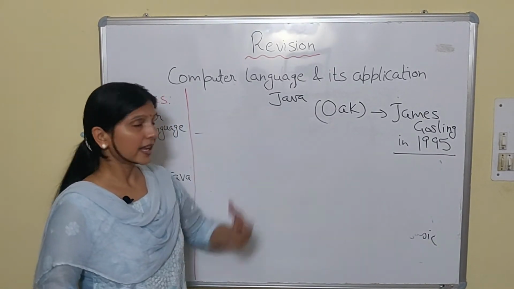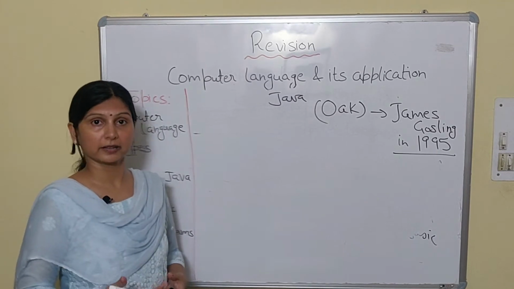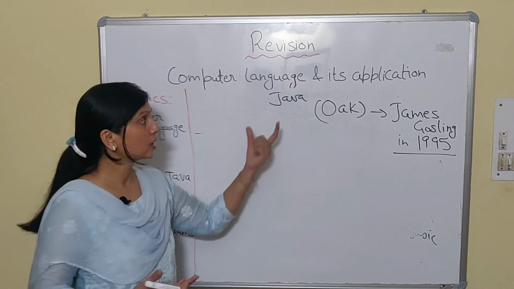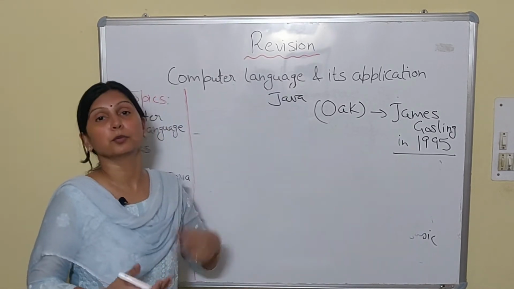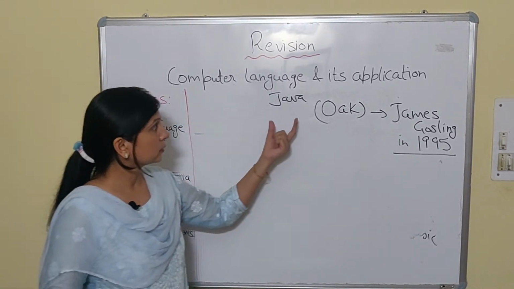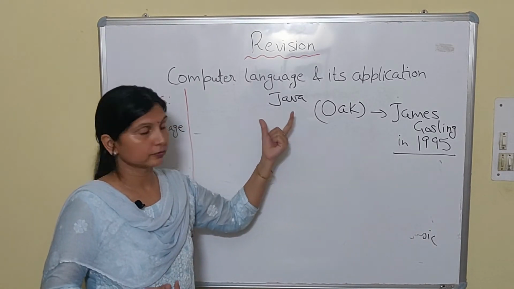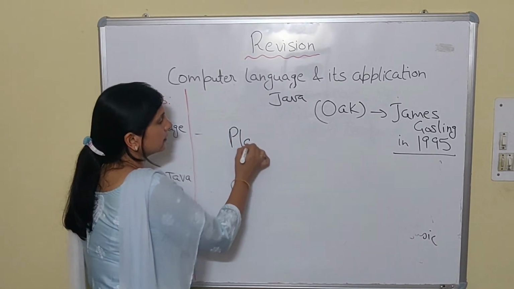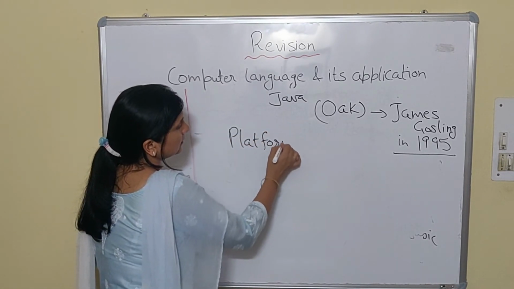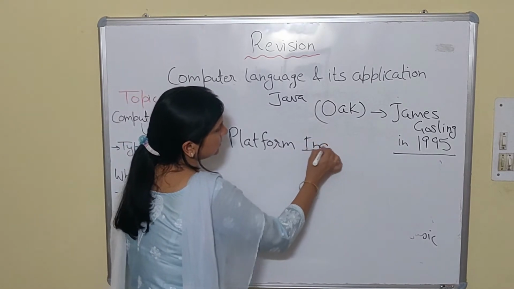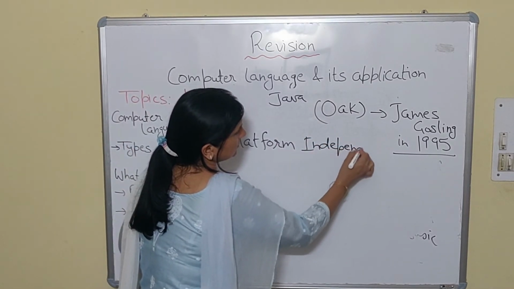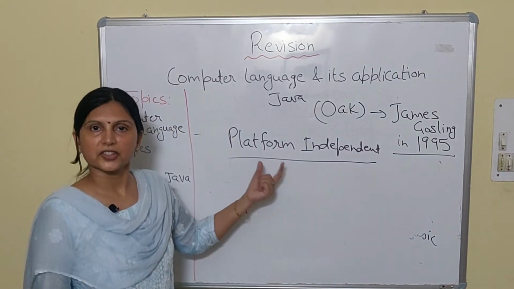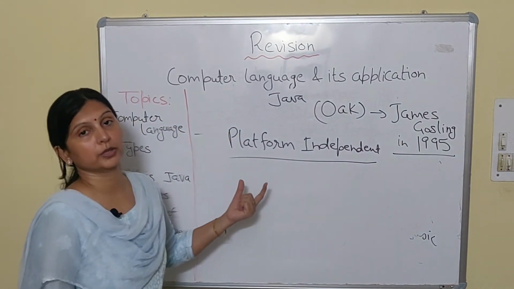Now, why has Java become so popular? What was the important feature of Java which makes it so preferable, so important, and what was the main feature? And that main feature is platform independent. So this is the main feature of Java which makes Java so popular.